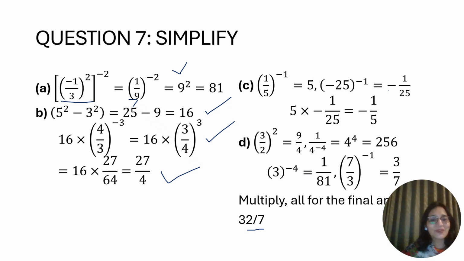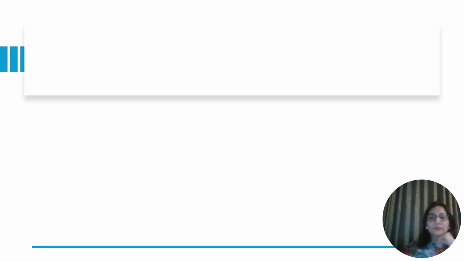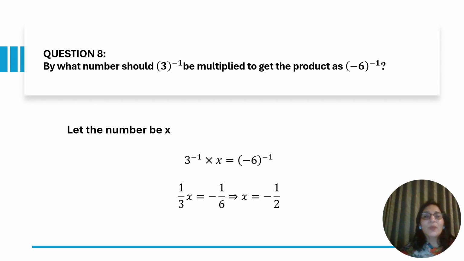Okay, let's go further. Let's understand the next question. Question number 8. By what number should 3 to the power minus 1 be multiplied to get the product as minus 6 to the power minus 1? Now here we don't know what the number is, so we will let the number be x. You just have to follow the question, okay? So by what number should 3 to the power minus 1... the number is x.